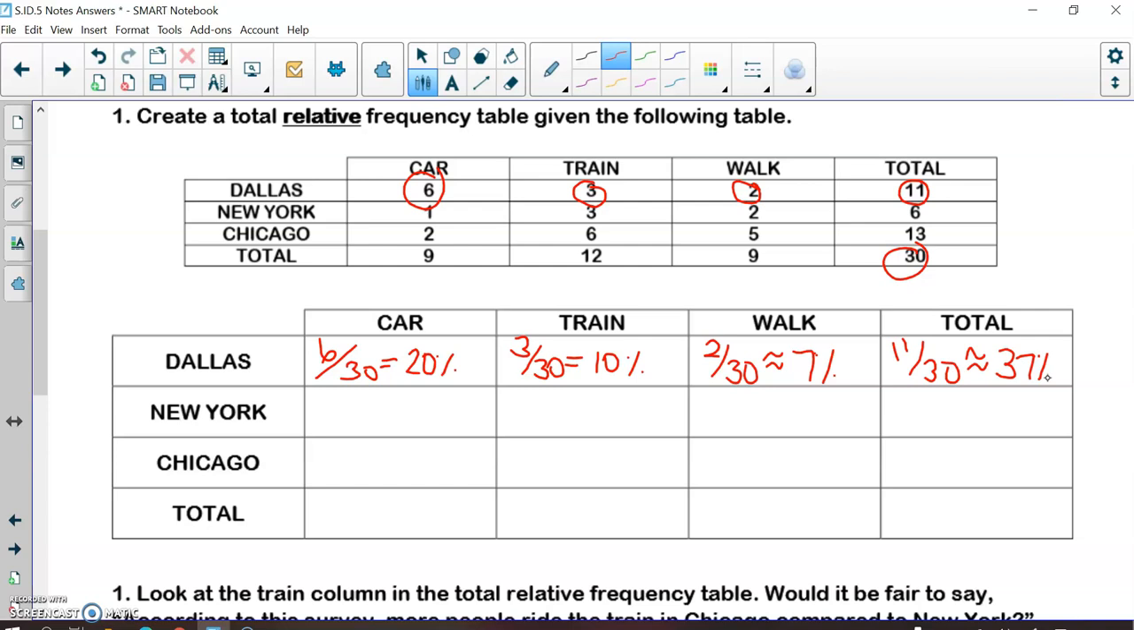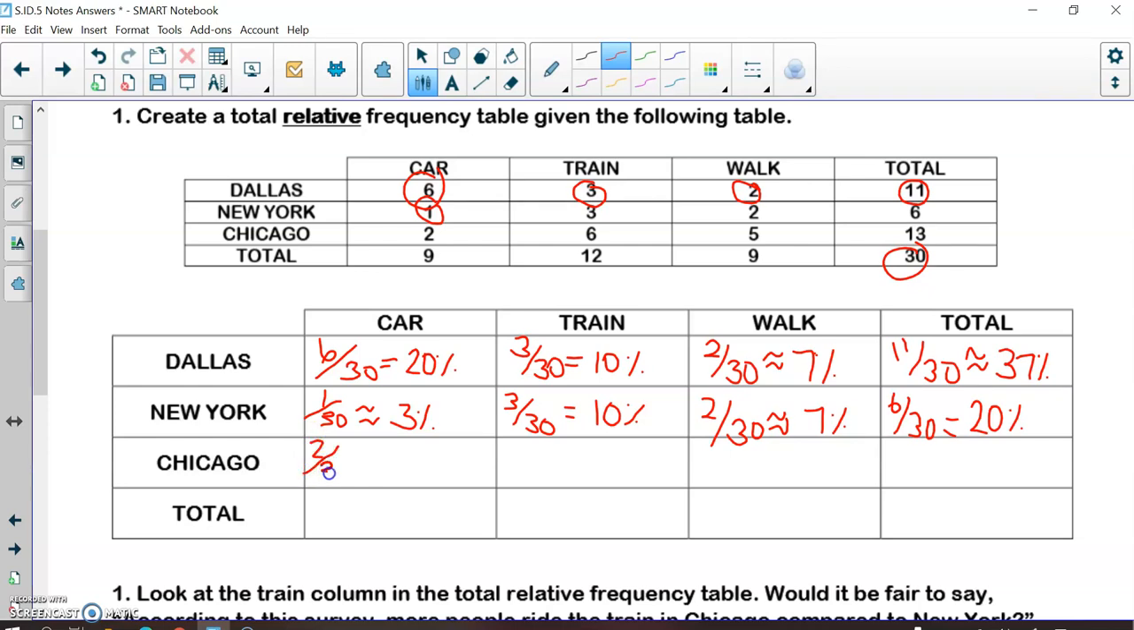All right, now we're going to do the next row here. 1 out of 30 is approximately 3%. And then 3 out of 30, we don't have to use our calculator on this one because we've already done that in the row right above it. And then 2 out of 30, same thing. I don't have to do that one in my calculator either. And then 6 out of 30. And then you should notice that 3 plus 10 plus 7 does give us the 20% in that New York row.